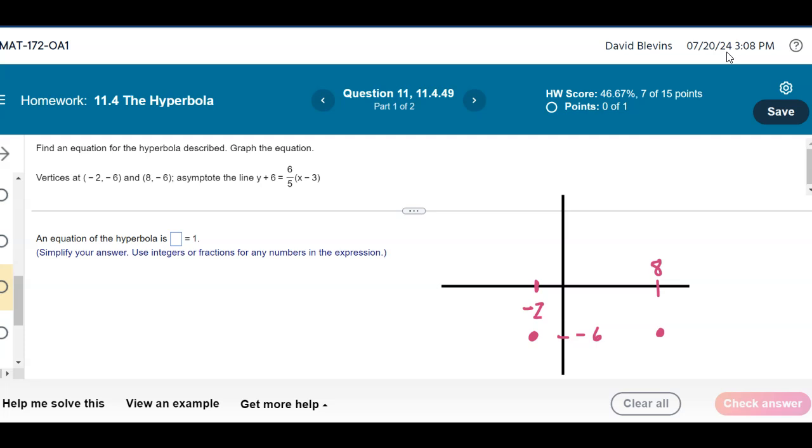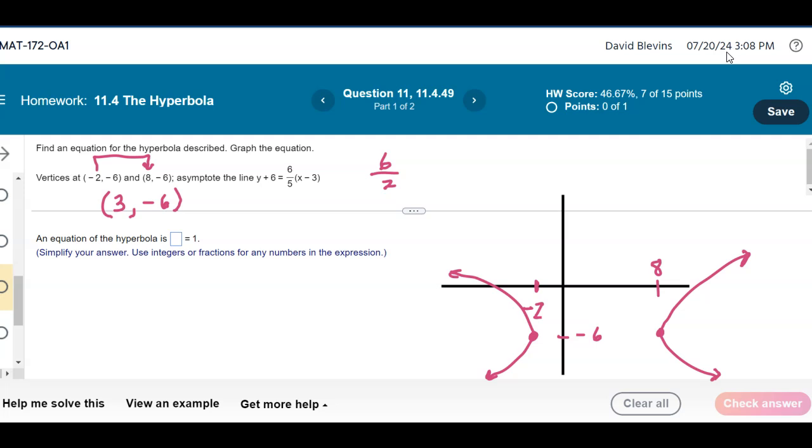That tells me that this thing opens left and right and not up and down, because the vertices are going to be symmetric about the center. So the branches are going to move away like this, away like this. The -6 is the key point on both of them, which means our center is going to have a -6. Then we can average the x coordinates to get the x coordinate of the center. -2 and 8 add together to get 6, and divided by 2 that gives 3.